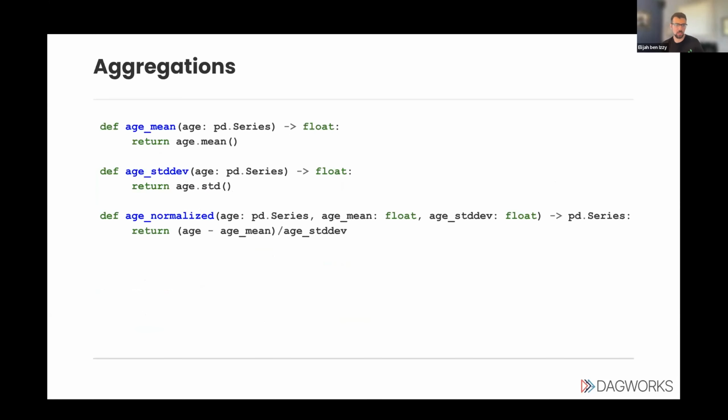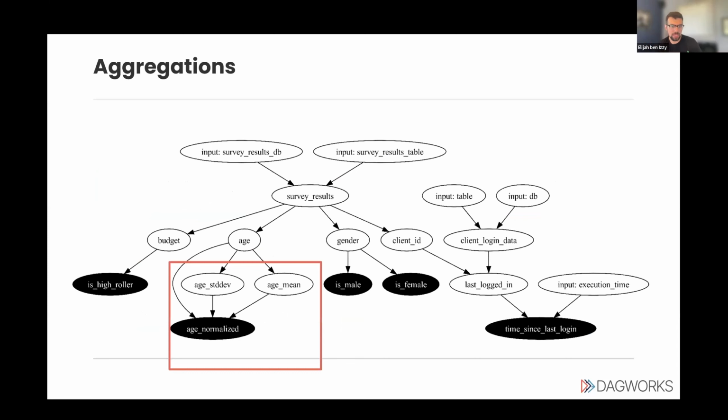Aggregations. We're going to do the same thing that I talked about earlier, where you're not using necessarily pandas series, but you're using Python objects, taking a series and turning it into a float. So you get mean, standard deviation, and then normalize it, which is just a map operation. And finally, we've got that added to our DAG, and we have got all our features. So we've got aggregations, join, and map operations.